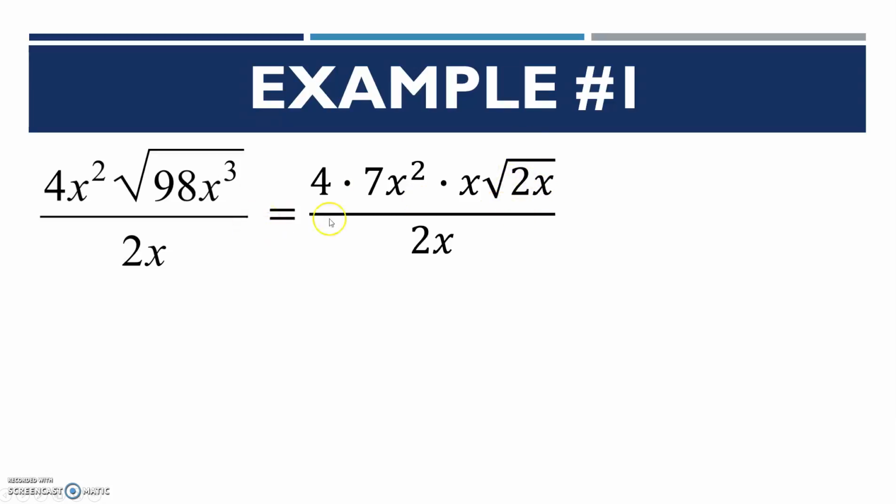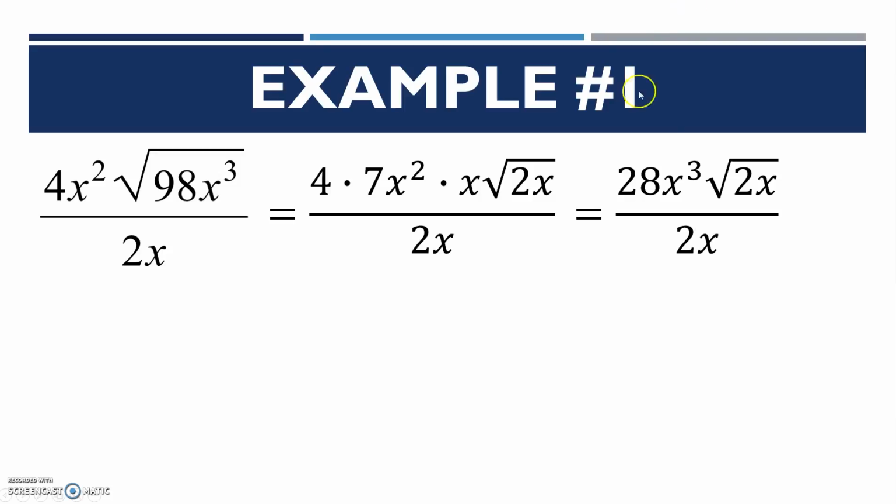So step number 1 is to simplify the radical. When I simplify it, I get 7 and an x that gets to come out, and the leftovers, 2 and x, stay in. So then the next thing I want to do is simplify my numerator. 4 times 7 is 28, and x times x squared is x to the third. Now that we've simplified that, now we're going to simplify the fraction. I'm not going to touch this radical now. I've already simplified it, so I'm not going to take it any further.